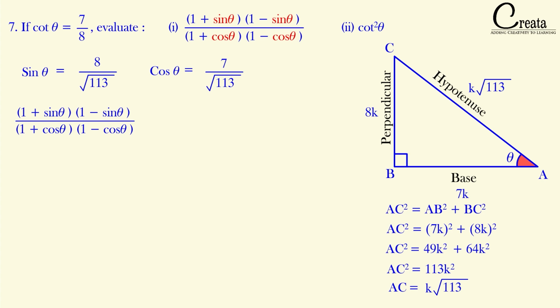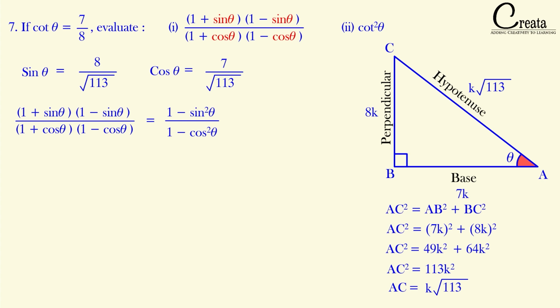As an alternative, if you observe the equation, can we write 1 plus sin theta into 1 minus sin theta as 1 minus sin square theta? Yes, we can do so. I have simply applied the formula of a plus b into a minus b, that is a square minus b square. So we got 1 minus sin square theta in the numerator. Similarly, in the denominator, we can rewrite 1 plus cos theta into 1 minus cos theta as 1 minus cos square theta. So we got 1 minus sin square theta upon 1 minus cos square theta.